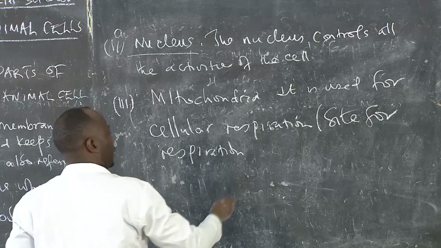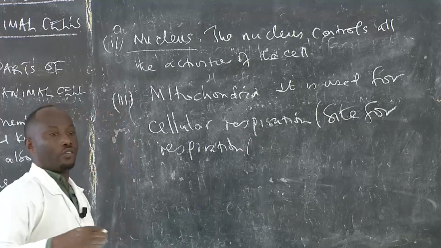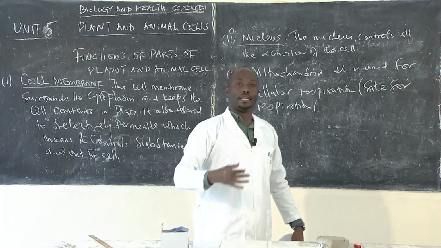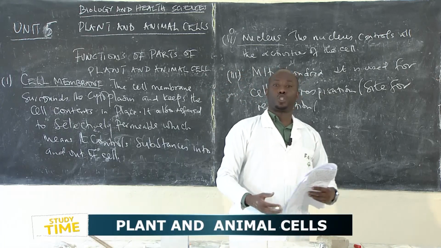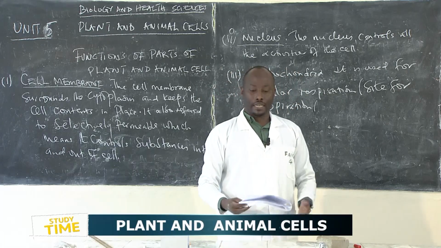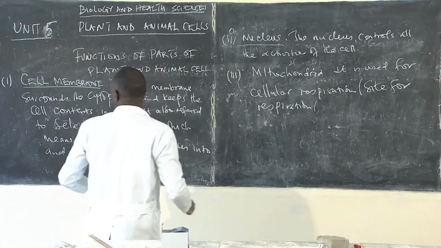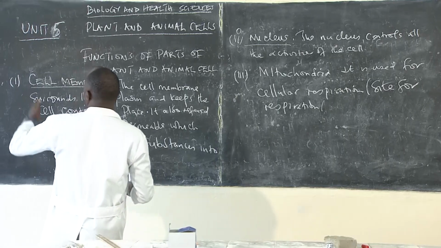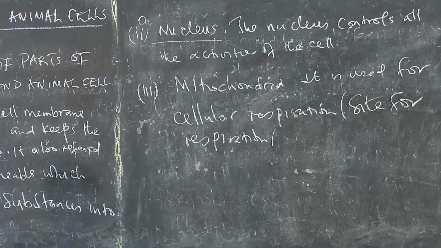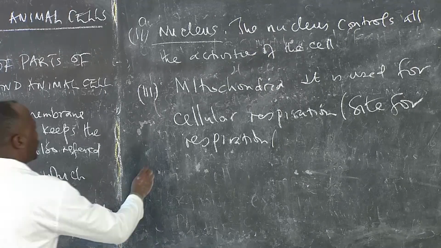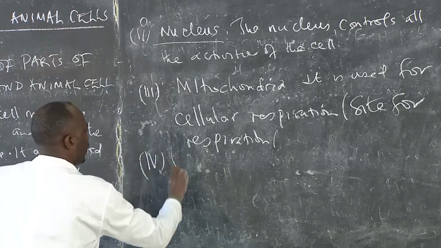All right? If I say respiration, it is the chemical breakdown of food to release energy. So the energy produced is going to be used for doing work, for movement, and other body activities. All right? Let's now talk about the differences between a plant cell and an animal cell.